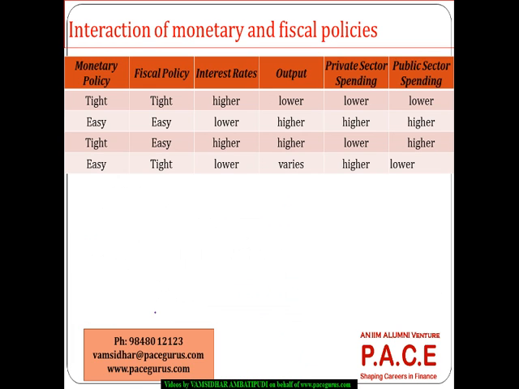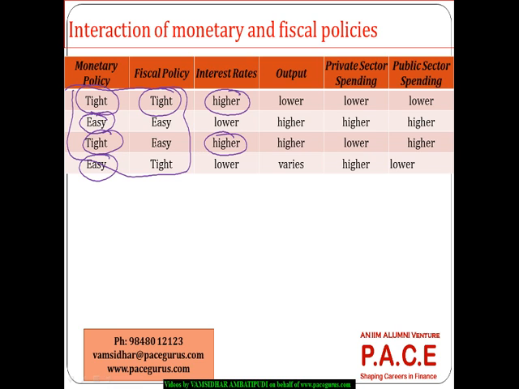And just to summarize, just looking at combinations of fiscal policy and monetary policy, let's assume that the fiscal policy and monetary policy both are contractionary. So a contractionary monetary policy will result in higher interest rates, whereas expansionary monetary policy is going to reduce the interest rates. So this relationship is clear.